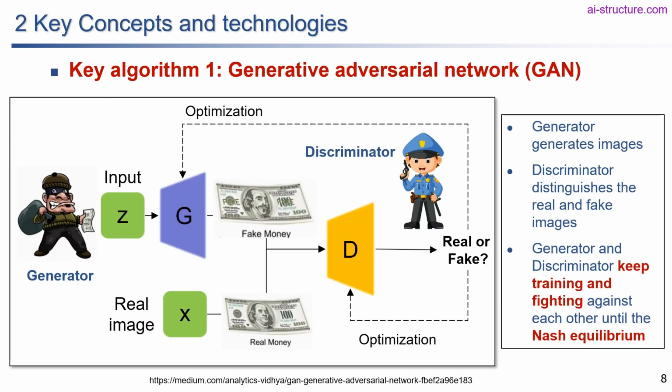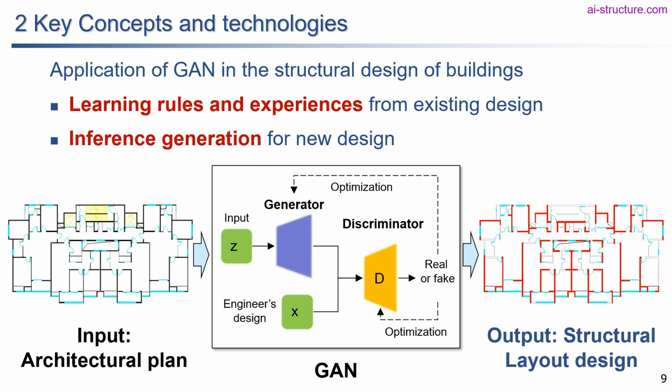One of the most famous generative AI methods is the Generative Adversarial Network, also called GAN. GAN is composed of a generator and a discriminator. During the training process, the generator generates images, and the discriminator distinguishes the real and fake images. The generator and the discriminator keep training and fighting against each other until the Nash equilibrium. Finally, the generator can create outcomes almost like the real ones. Consequently, it is proposed to use GAN in the structural design of buildings.